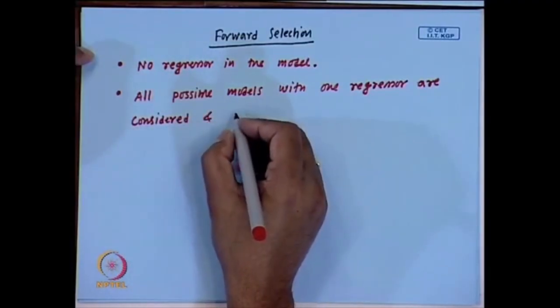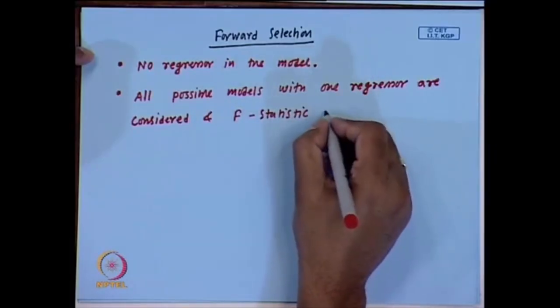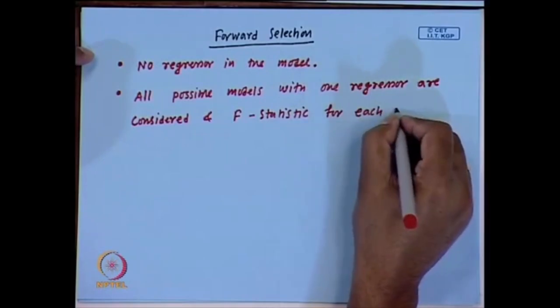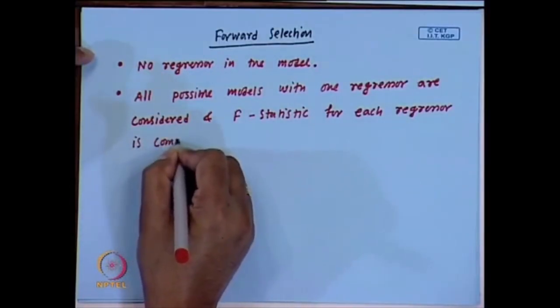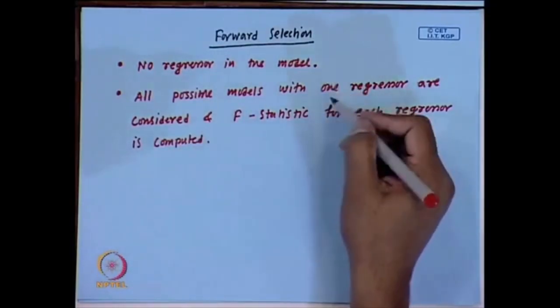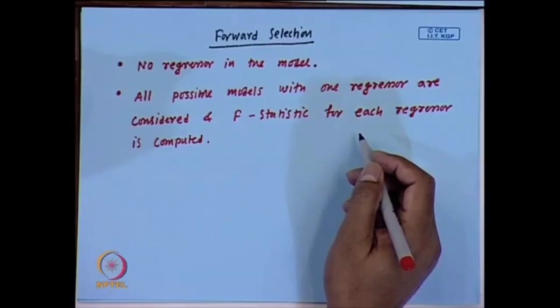and an F statistic for each regressor is computed. That means if you have four regressor variables, we will consider the one-regressor model involving x1, and then the model involving x2 only, and then the model involving x3 only, and then the model involving x4 only, and then we compute the F statistic value for each of them, and the regressor having the highest F statistic value is added to the model.